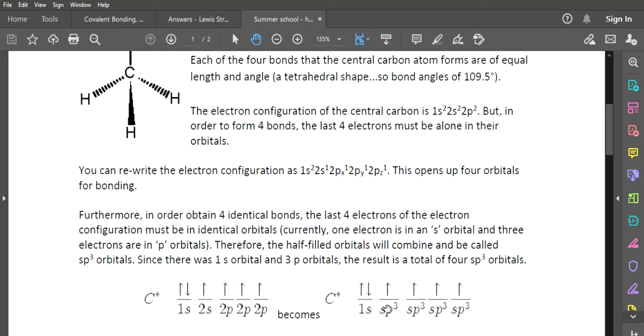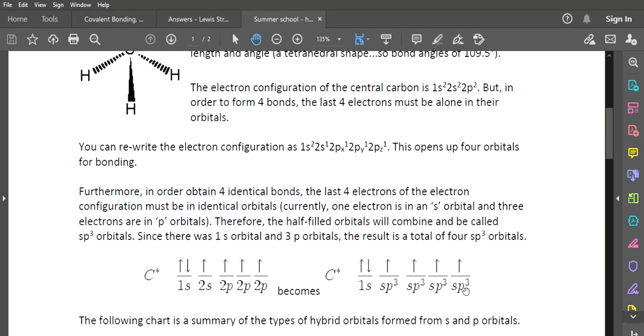And since we've taken one s and 3 different p's, we've made an sp3 orbital. And since we've taken 1 s and 3 p's, so 4 orbitals total, we've made 4 hybrid orbitals by hybridizing 4 different orbitals together. And so if we have sp3, we've hybridized 4 different orbitals, we know we're going to make 4 bonds. Cool.